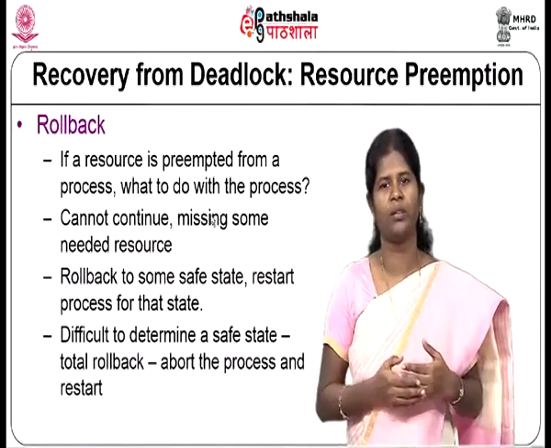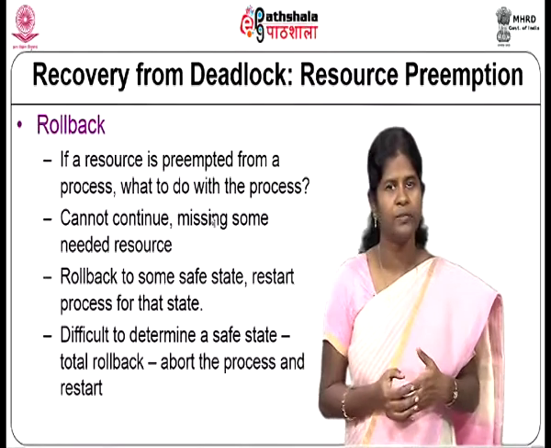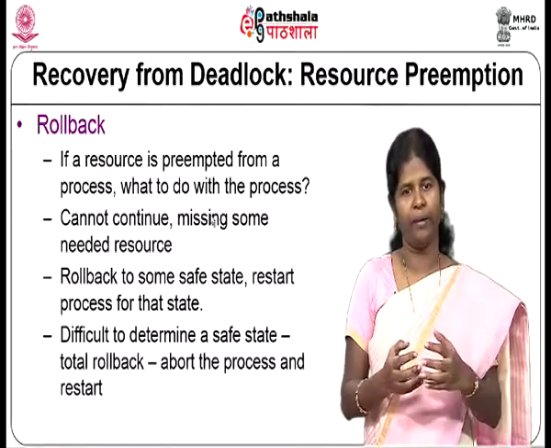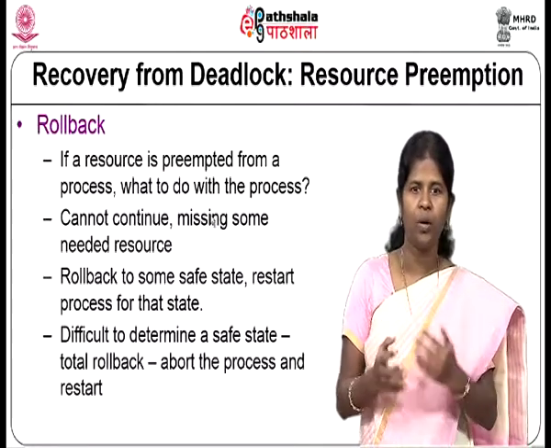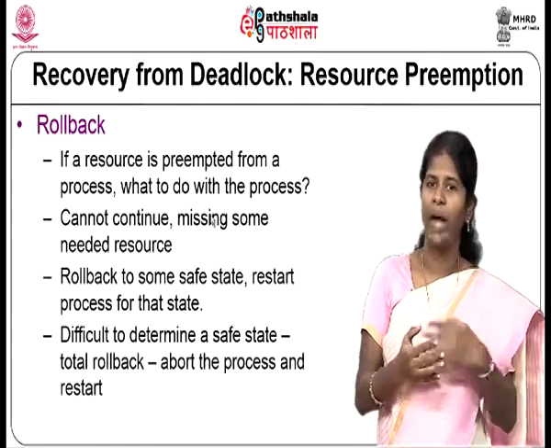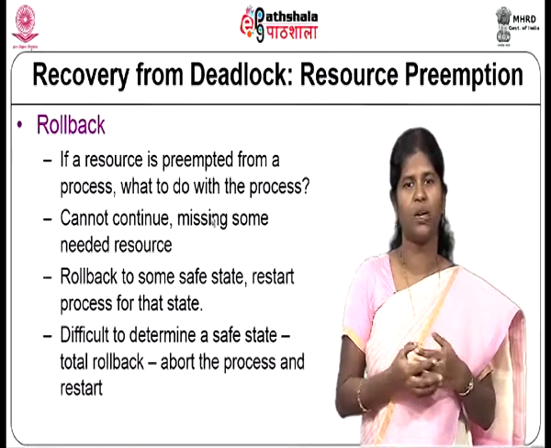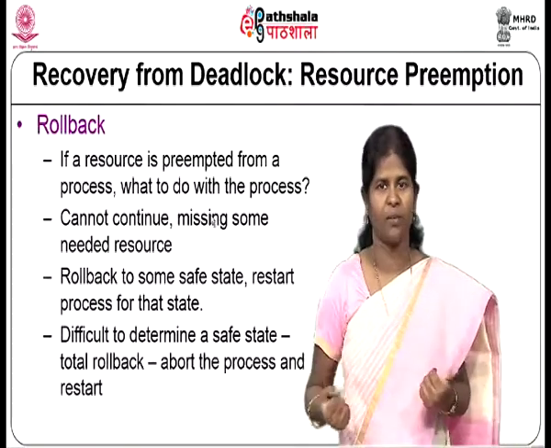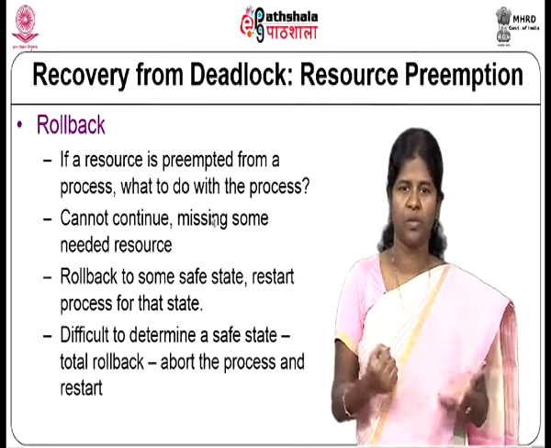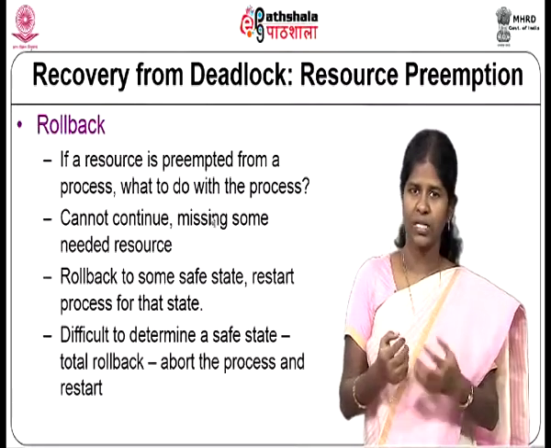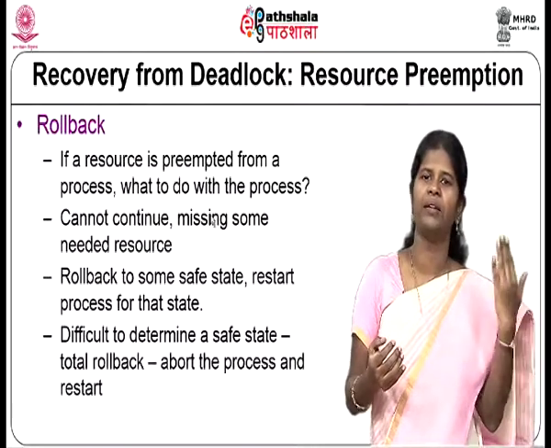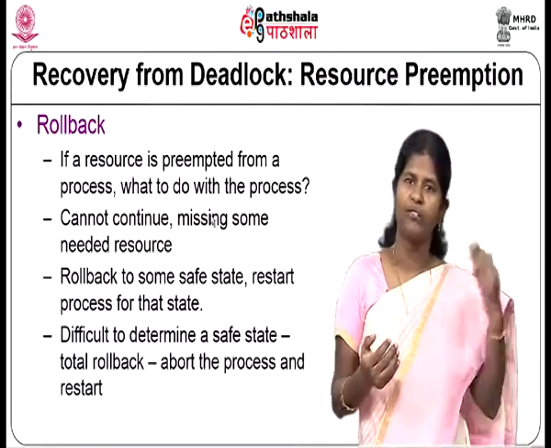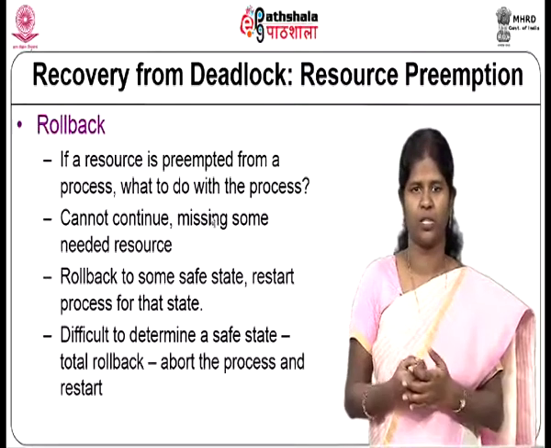Now when you are choosing a process for preemption, what will happen to the state of that process? What do you do with that process? Are you going to roll back that process to a previous state? The process cannot continue because you are removing some resource from it, and hence some resource will be missing from it. So it has to be moved back to some earlier execution state, which is a safe state, from where it can restart and continue.